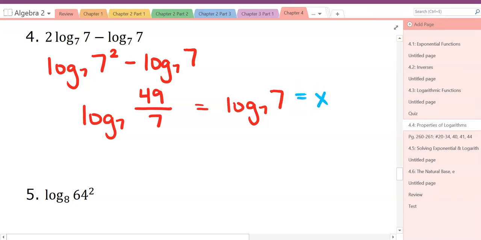Now again, if you think about how would I write this as an exponential equation, it would be 7 to the x power equals 7. Well, anything raised to a power and you end up getting the same quantity means that that exponent had to be a 1. So x is going to equal 1 for number 4.